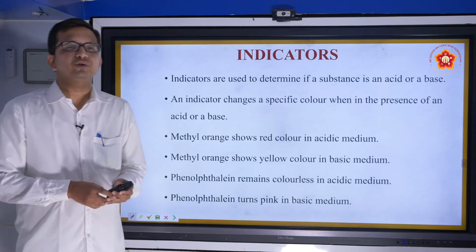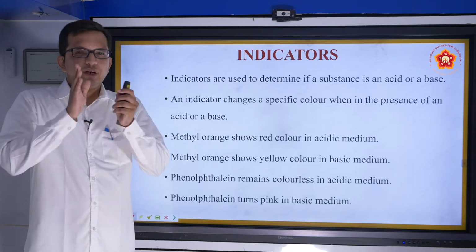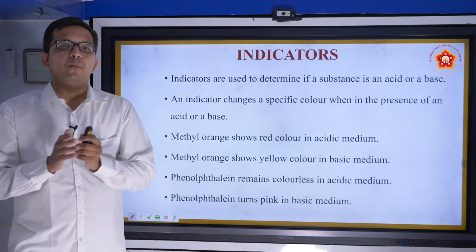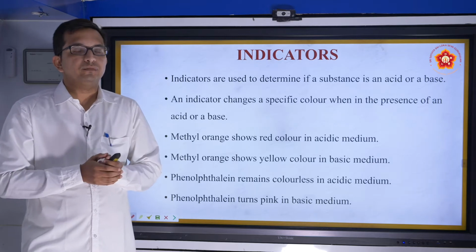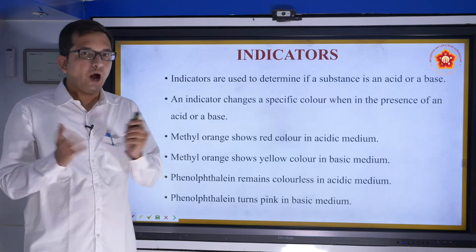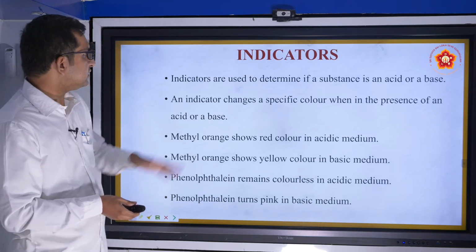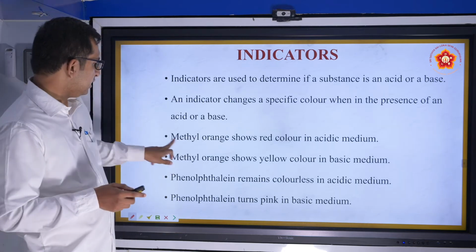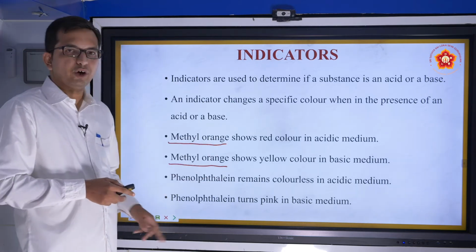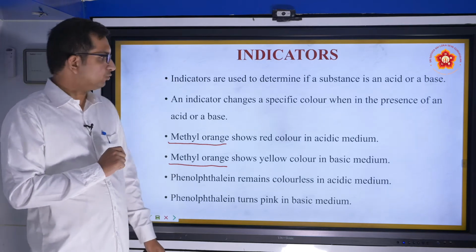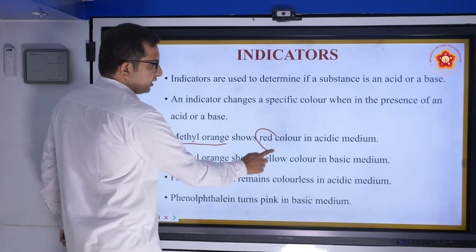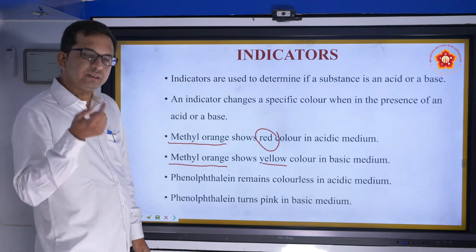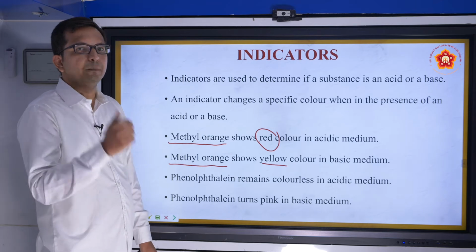So first of all, what is an indicator? It will indicate to us whether a particular compound is an acid or a base. Now what about salts then? It does indicate about salts also. How? We shall see it further. So these indicators generally give an indication about whether it's acid or base. An important example is methyl orange. Methyl orange will show red color in acidic solution and yellow in basic solution. So a change in color will tell us whether the solution is acidic or basic.